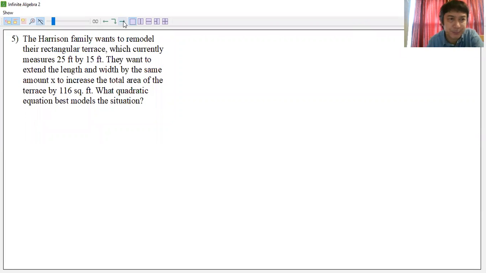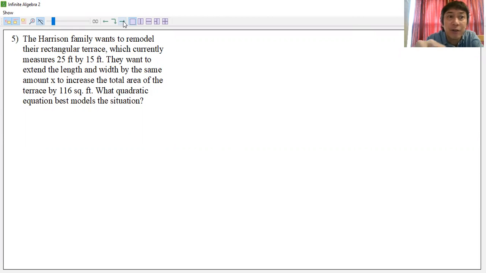Here's number 5. The Harrison family wants to remodel their rectangular terrace, which currently measures 25 feet by 15 feet. They want to extend the length and width by the same amount x to increase the total area of the terrace by 116 square feet. So the additional area in square feet is 116. So what quadratic equation best models the situation?